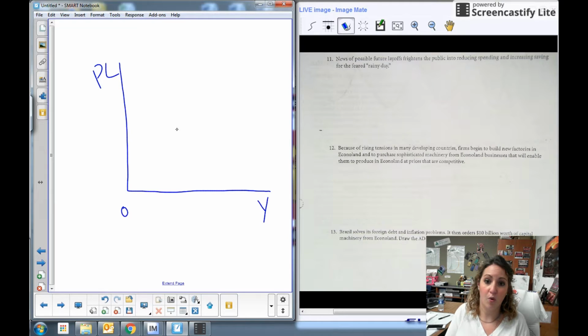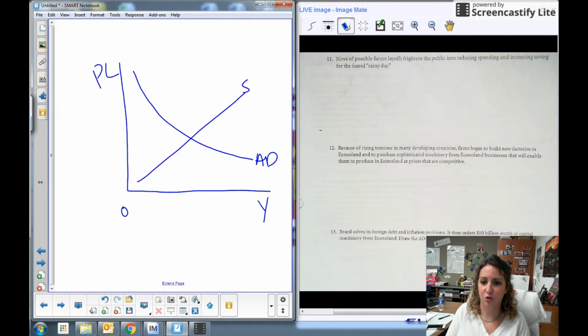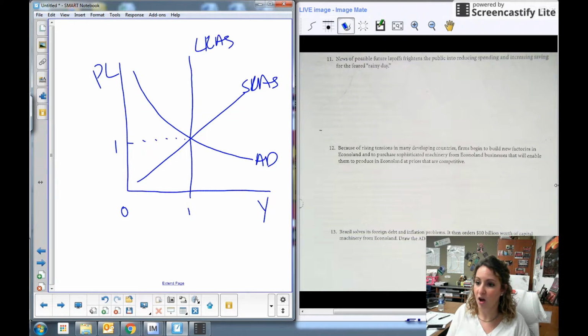To save time, I'm just going to write Y for output instead of real GDP. You can do either. We have aggregate demand. We have short run aggregate supply. We have long run equilibrium. One, LRAS. Okay, so if our people are frightened, it seems like their confidence is a little shaky, they're reducing spending, that's going to be a decrease in aggregate demand. Aggregate demand is going to shift to the left, causing a new equilibrium between AD2 and the original short run supply curve, where prices have fallen, and it looks like output has fallen, GDP has fallen as well.